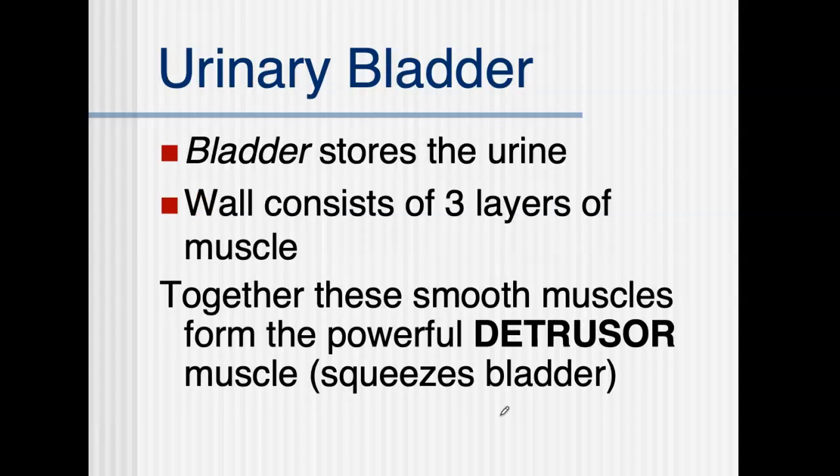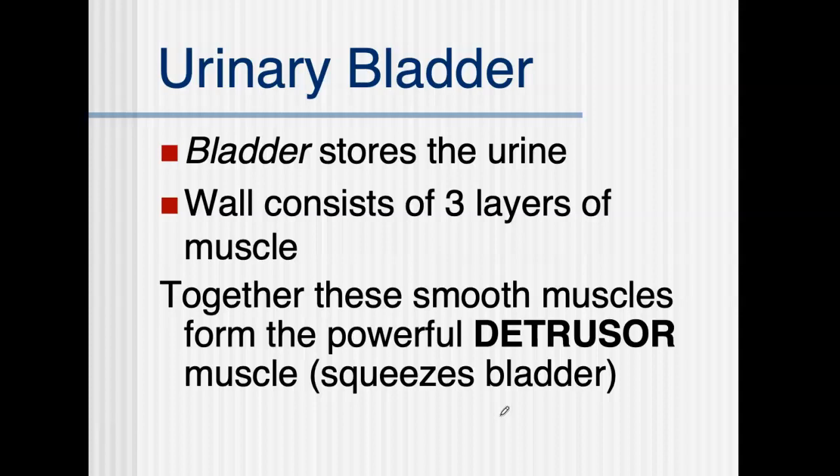The urinary bladder stores the urine. The wall of that bladder is complex. It's formed of 3 layers of muscle in different directions, and by having these longitudinal and circular layers of muscle, you're able to contract that bladder. So it's very useful for the contractions and elimination of the content of the bladder.